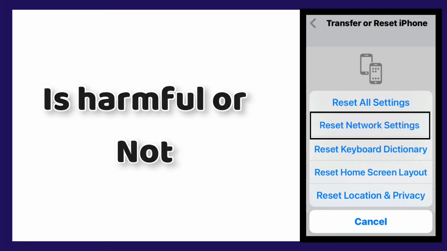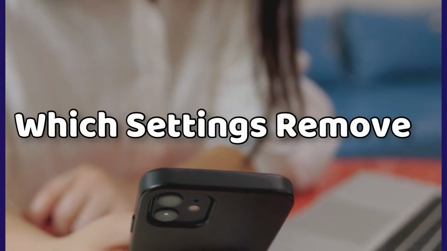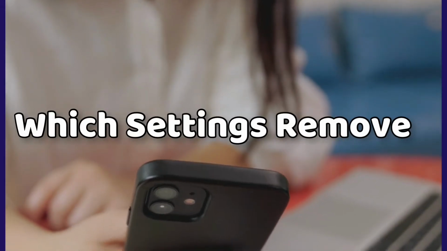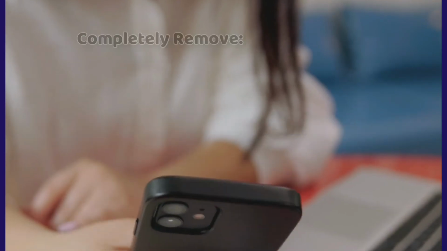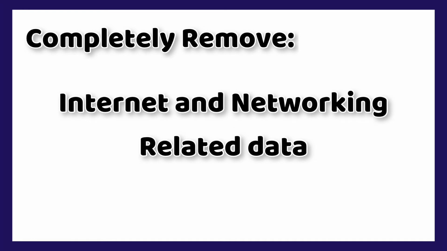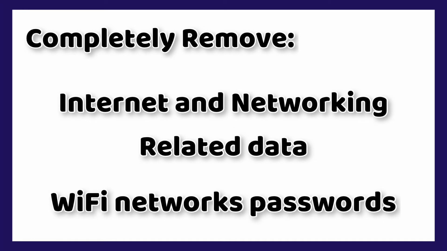Firstly, let's see which settings are removed when you do reset network settings. Reset network settings will completely remove all stored internet and networking related data on your device. Settings like hotspot, wireless display, and AirDrop on iOS will be untouched.